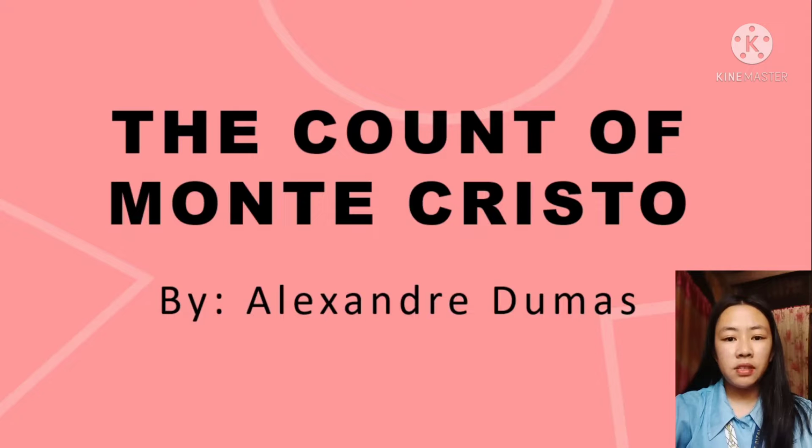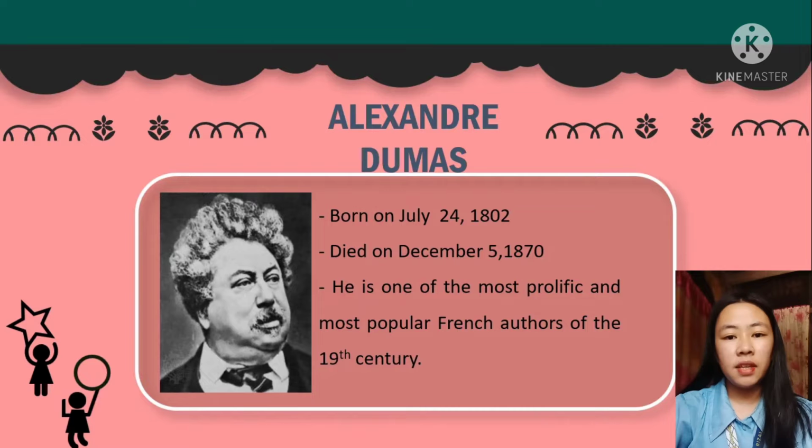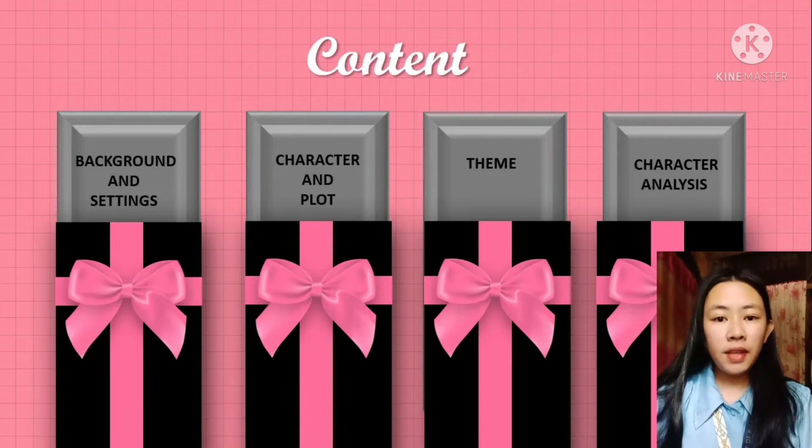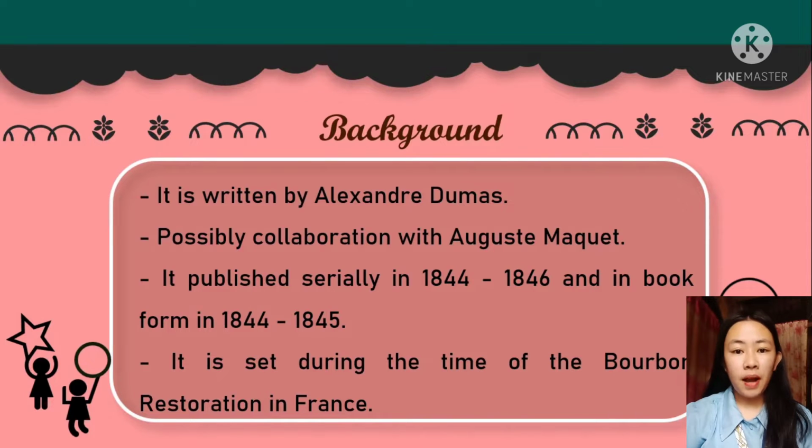The Count of Monte Cristo is a novel with 117 chapters, and Miss Aligado already tackled who is Alexandre Dumas. So again, Alexandre Dumas was born on July 24, 1802 and died on December 5, 1870. He is one of the most prolific and most popular French authors of the 19th century. For the content of my report, we have the background and the settings, character and plot, theme, and then the character analysis. Let's proceed now to the background.